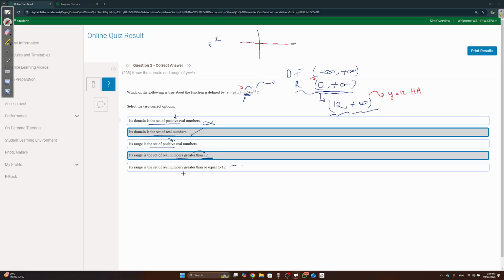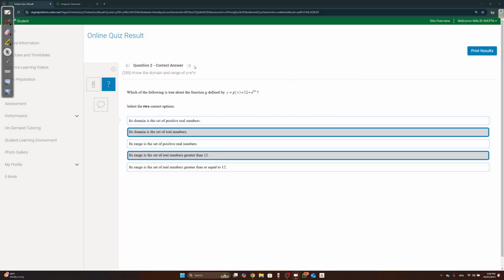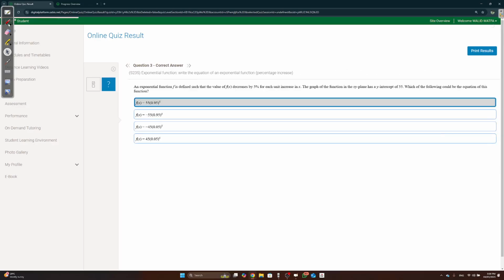In case they asked it, maybe they put for your choices horizontal asymptote at 0, horizontal asymptote at 12. You have to pick 12, okay? Why? Because the horizontal asymptote gets shifted up along with the graph. It's part of the graph, okay? That's why this one is wrong and this one's correct, because you cannot have 12. It's an asymptote, okay? Your graph cannot cross 12. Question 3. Okay, this is great and stuff.